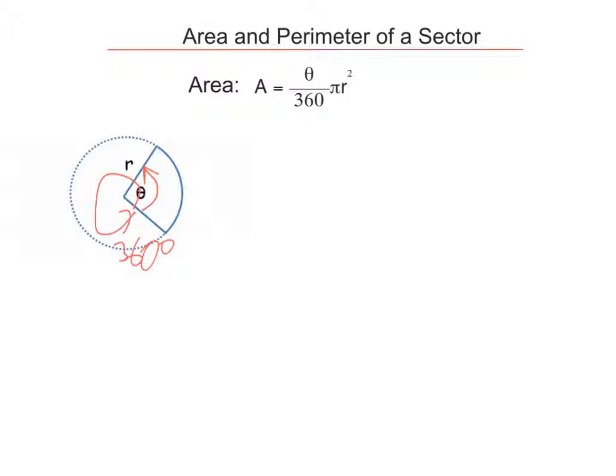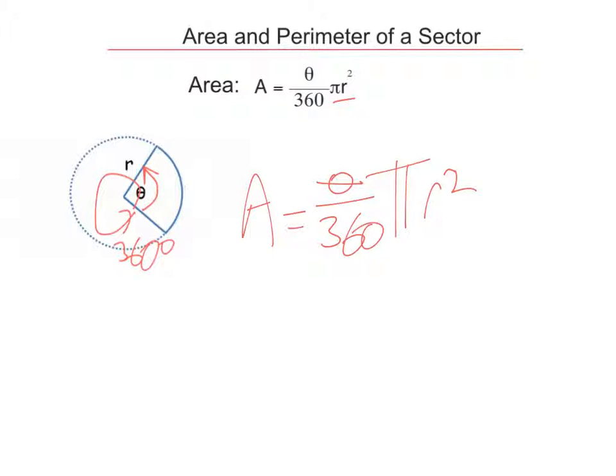So the formula for a sector includes the area for a whole circle, which is pi r squared, and a fraction, which tells us how much of the circle we actually have.